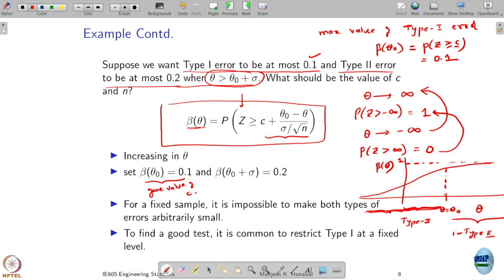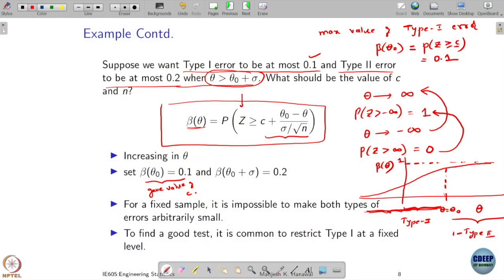You have so far figured out C. Is there something else you need to figure out? N also you need to figure out. How to do that N now? For that, let's use the second condition, that your type 2 error has to be at most 0.2. So I said type 2 error is like a complement of this, just complement of this, right? Now this quantity has to be at most 0.2 when theta is going to be larger than theta naught plus sigma.